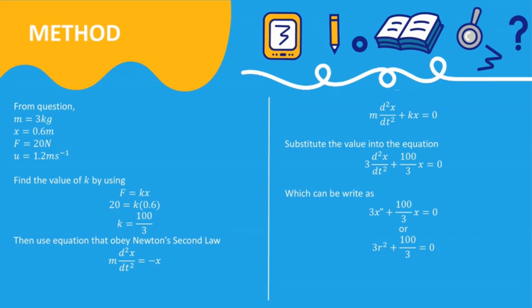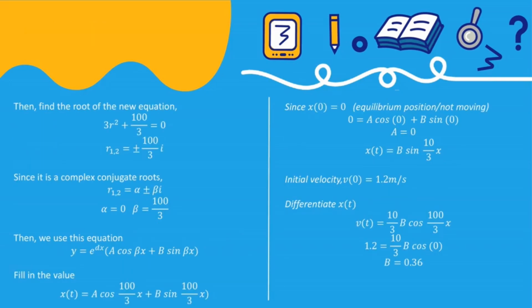Then, we use the equation that obeys Newton's second law, which is m d square x over dt square equals negative kx. We transfer the kx into the left side and then it equals 0. Then we substitute the values into the equation. Then it becomes 3 d square x over dt square plus 100 over 3 x equals 0, which can be written as 3x double prime plus 100 over 3 x equals 0, or 3r square plus 100 over 3 equals 0.